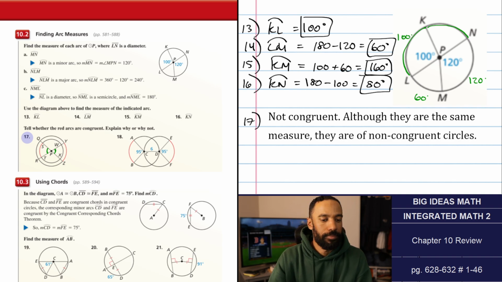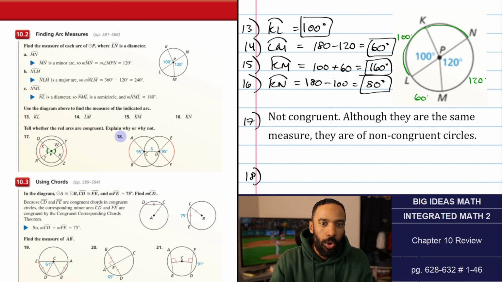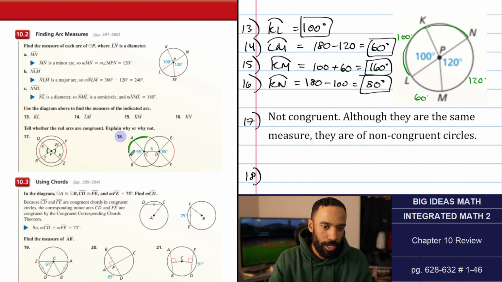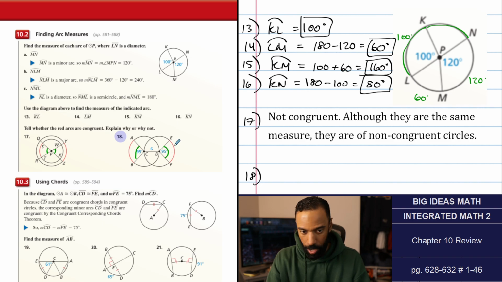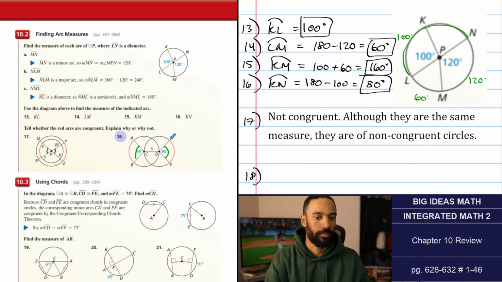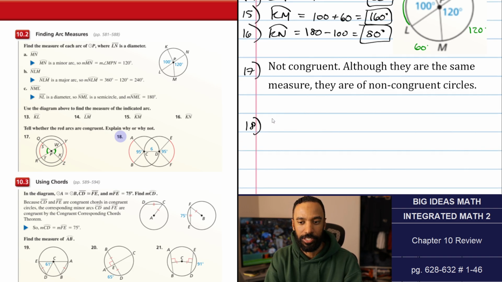Let's look at number 18. Interesting drawing. Let's see if I can explain what I'm looking at. If you can tell, you have a circle, C, that has a radius of 6. You have another circle, D, that has a radius of 6. That makes these circles congruent. Then you have 95-degree central angles here and here, which are also the same measure and congruent. Their intercepted arcs should also be the same measure, and because the circles are congruent, those arcs will be congruent. So in this case, yes, congruent.